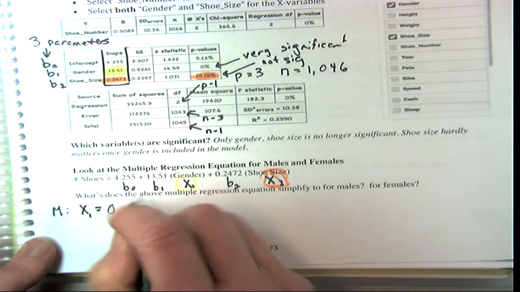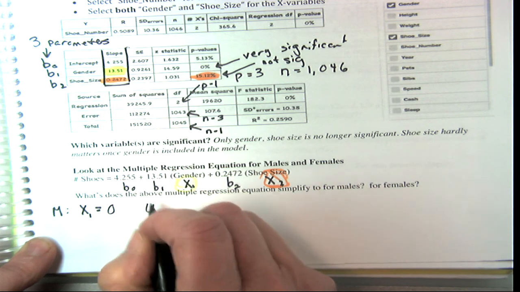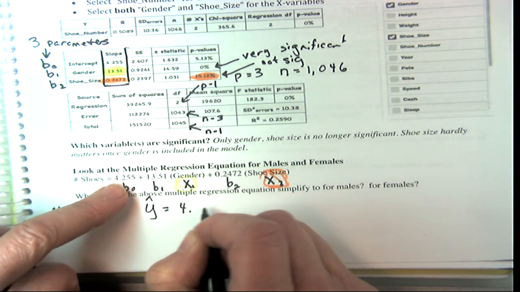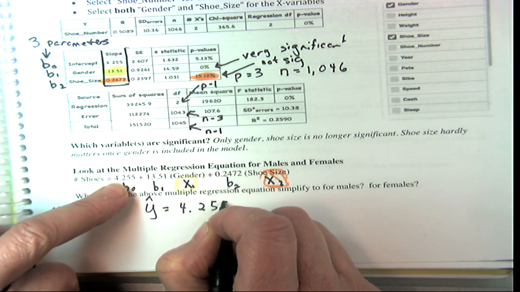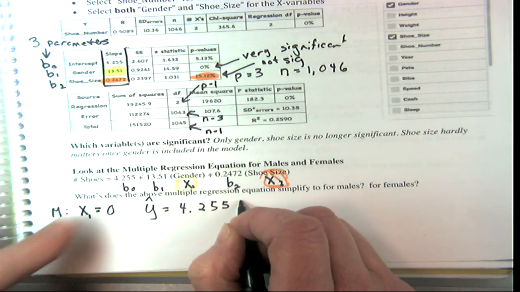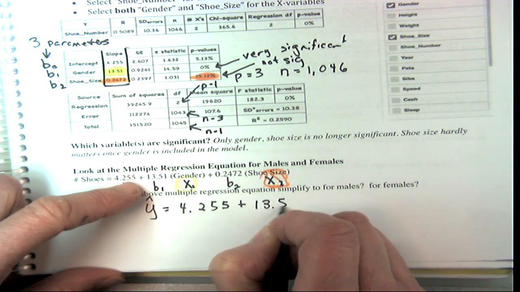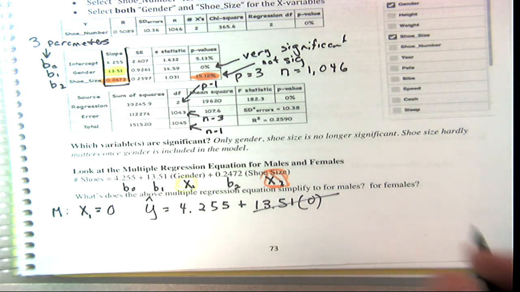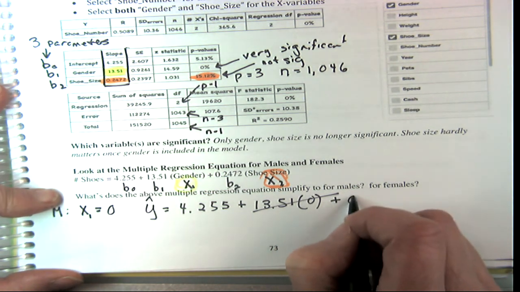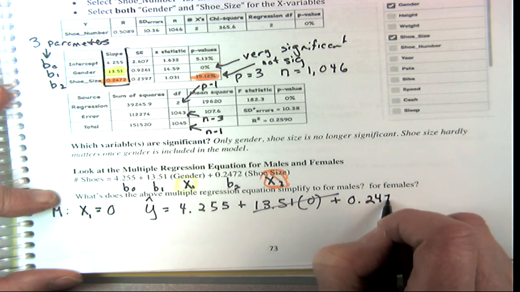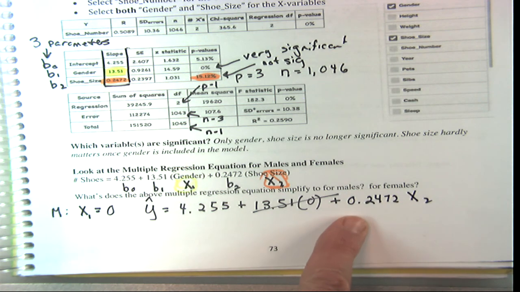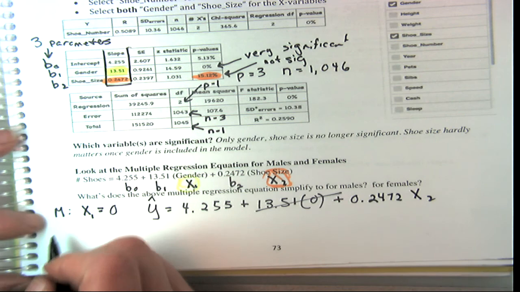So now let's just read this. What does this say? Our predicted number of shoes, Y, is equal to this intercept, 4.255, plus this gender effect, 13.51, but it's times 0, so that doesn't factor in, plus just this tiny bit here that's not really significant, times X2, the number of shoes. So just a tiny bit for each extra pair of shoes. And for females, what does it say?